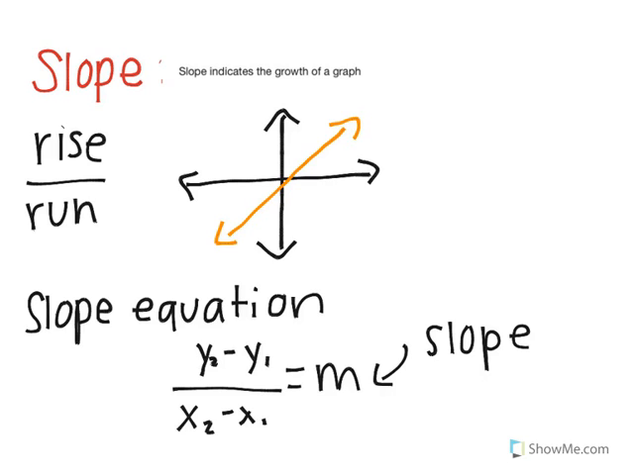Okay, so we're going to start off with slope, and it's basically the growth on a graph or on a linear line, like how much it grows or how much it decays. Now, we define slope as the rise over the run.